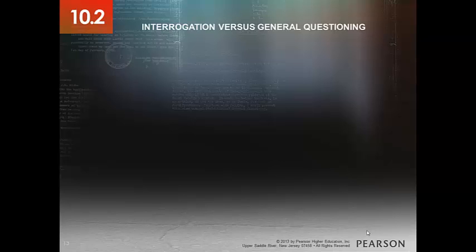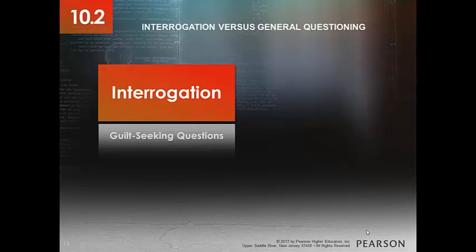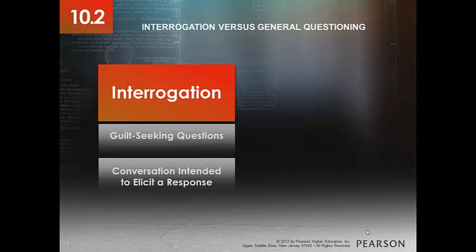In Innis, another case of the U.S. Supreme Court, it noted that in addition to express questioning, the functional equivalent of a question is also possible. The functional equivalent of a question, according to the court, includes any words or actions on the part of the police, other than those normally attendant to arrest and custody, that the police should know are reasonably likely to elicit an incriminating response from the suspect.